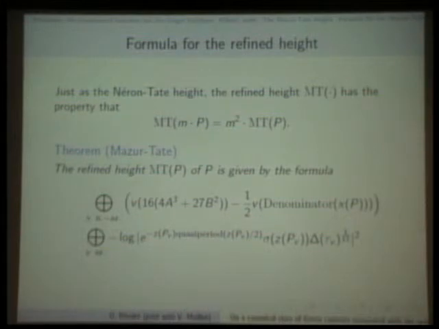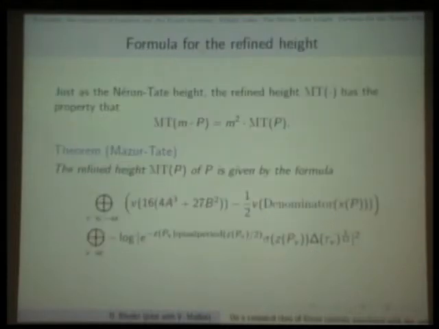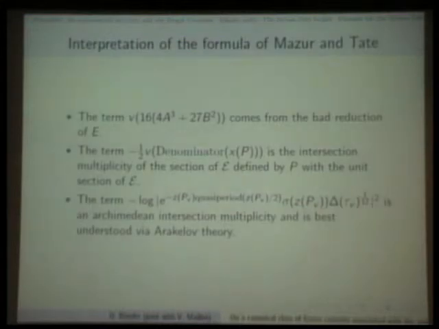In order to see that, I first want to say some things about this formula. So in this formula, you have 3 terms. You have the a cubed b squared term, you have the denominator of the x-coordinate of the point, and then you have this transcendental part. Now, the first part, a cubed b squared, comes from the bad reduction of E.